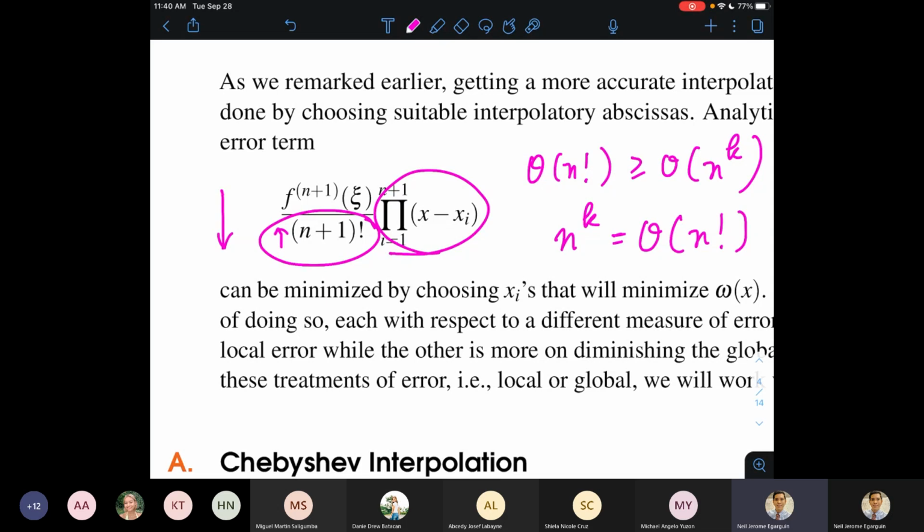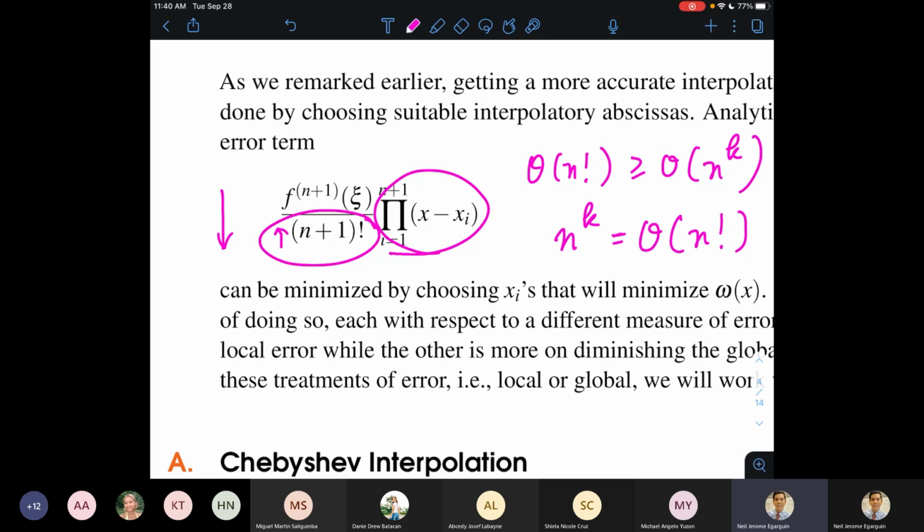But in succeeding lectures, we will see that increasing the number of points, increasing n. So remember, n plus 1 is the number of points. So if we increase n, that is tantamount to increasing the number of points used in the interpolation. But there are drawbacks to it, as we will see next time. Okay, so yeah, let's abandon that for a moment.